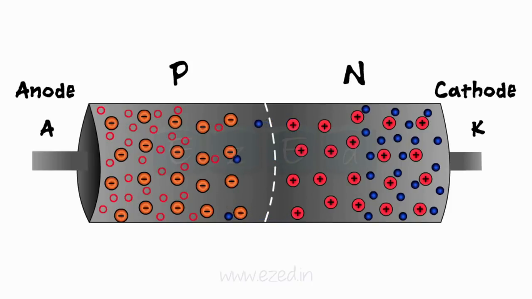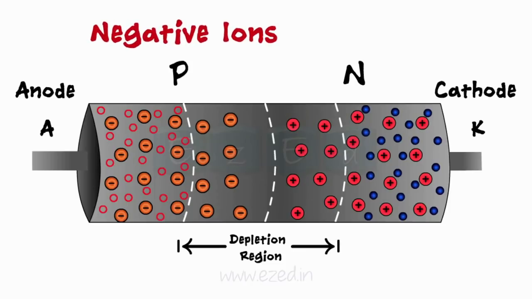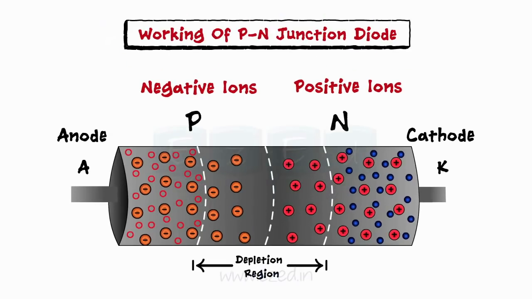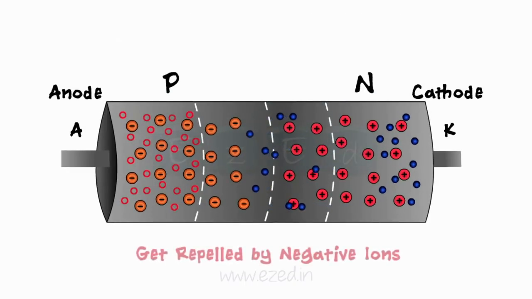As free electrons and holes get depleted from the region near the junction, this region is called the depletion region. The depletion region contains only negative ions on the P side and positive ions on the N side of the junction. These ions are immobile. The motion of electrons doesn't stop immediately after the formation of the depletion region, but as they cross the junction, they get repelled by negative ions on the P side. Hence, at this point, motion of the electrons stops.